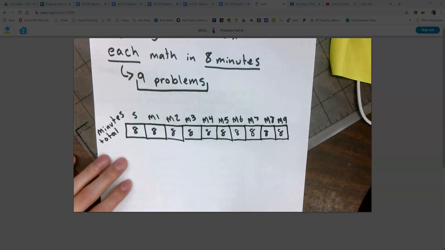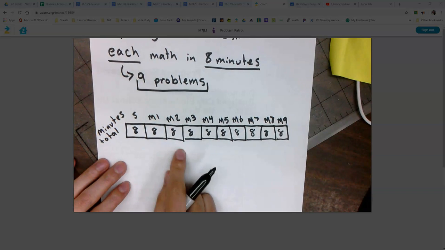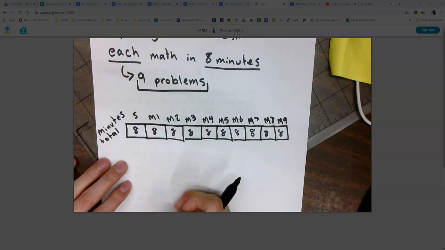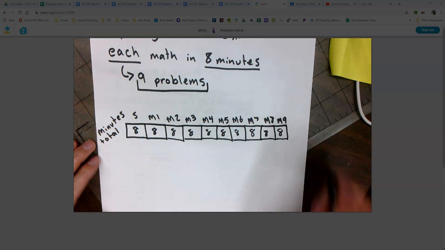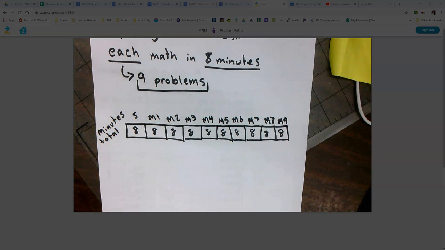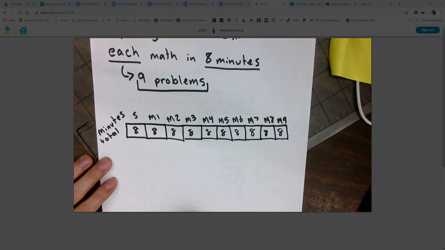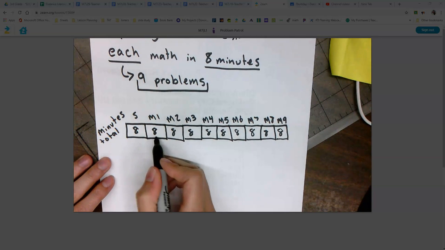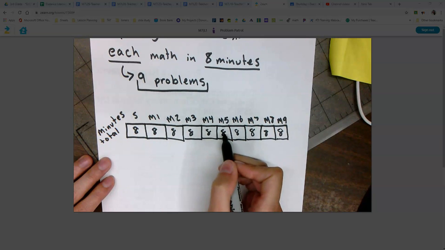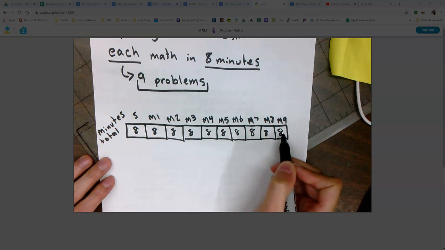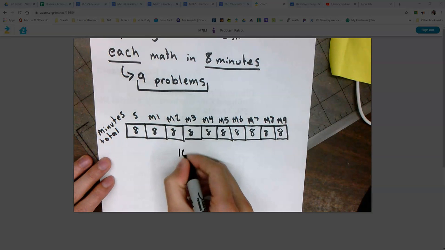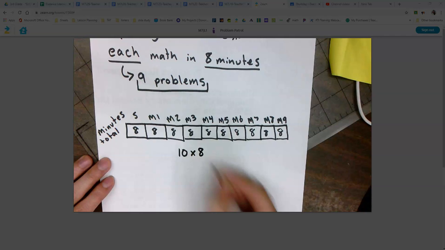Rather than add all these 8s together, we could skip count. We can go 8, 16, 24. But not all of us remembered how to skip count by 8s that easily. But I know something that we did learn that's pretty easy, which was to memorize most of our facts. And many of us were able to remember at least some of them. I'm looking at this and I see how many equal groups of 8. 1, 2, 3, 4, 5, 6, 7, 8, 9, 10. There's 10 groups with the size of 8.